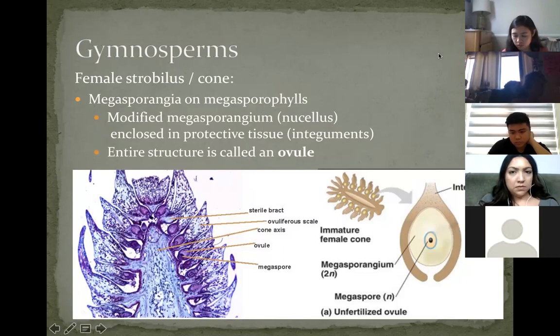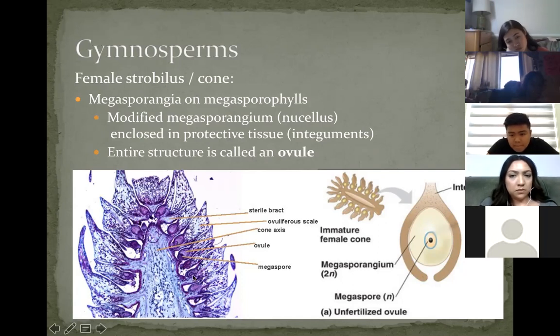So within the megasporangia, okay, let's backtrack for a second. Let's look at this really quick. This ovuliferous scale right here, that would be your megasporophyll. And right here at the end, each of these individually is an ovule. Your ovule, or your megasporangium, is essentially where your megaspores are going to be housed.